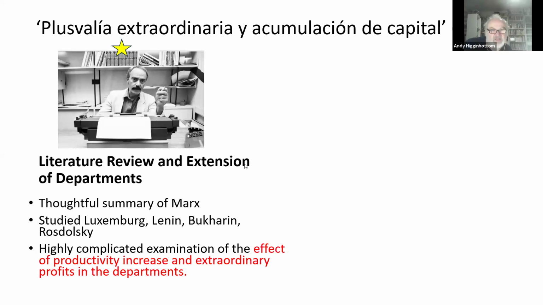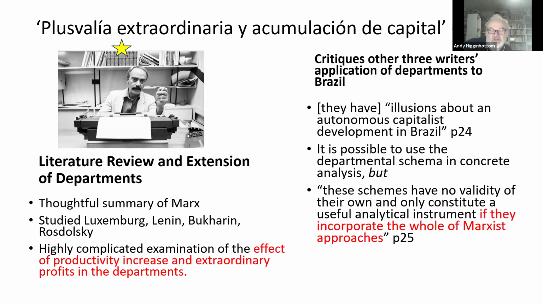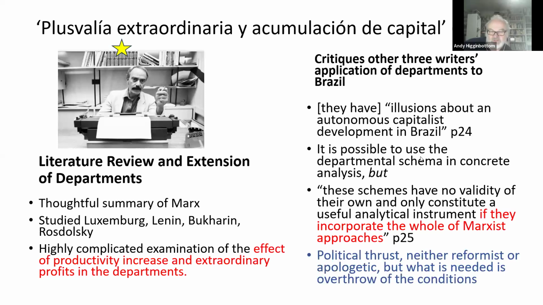So in this essay, which is actually more famous than the one I was just telling you about, the translation is not hard there, extraordinary surplus value in the accumulation of capital. I'm not going to spell this one out because it's actually quite a complicated essay, but he goes into what increases of productivity and extraordinary profits would look like in terms of the departments of production in Brazil. And he uses that to critique 3 other Brazilian theorists.